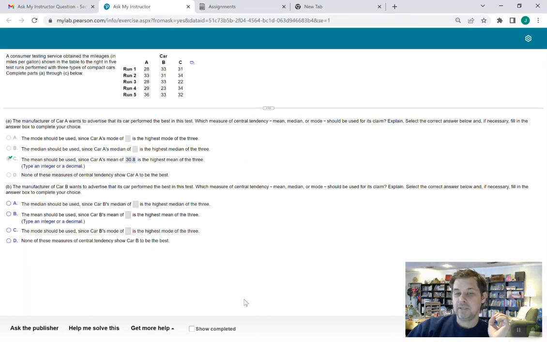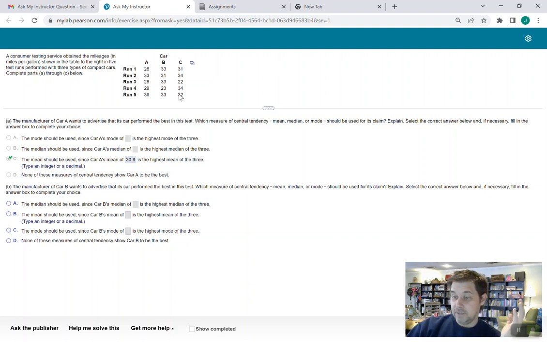So what's happened here is the manufacturer of car A says, well, we tested it one time, we got 28 miles per gallon. Then we ran the test again, we got 33 miles a gallon. And they completed that test 5 times. Same thing happened with car B and car C.